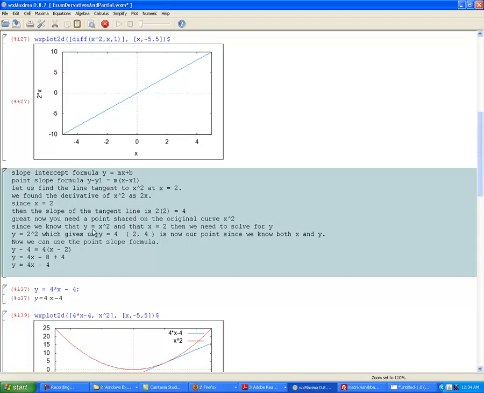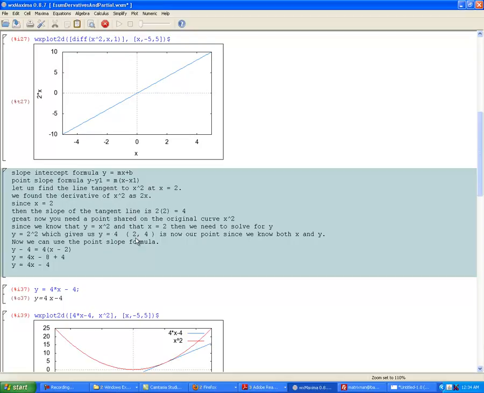Since we know that y equals x squared and that x equals 2, we need to solve for y. Does that make sense? If we have 2 in here and we're squaring it, 2 squared is 4, and that gives us y. So we know our x is 2 and our y is 4. That's very useful here. Again, y equals 2 to the second power gives us y equals 4.